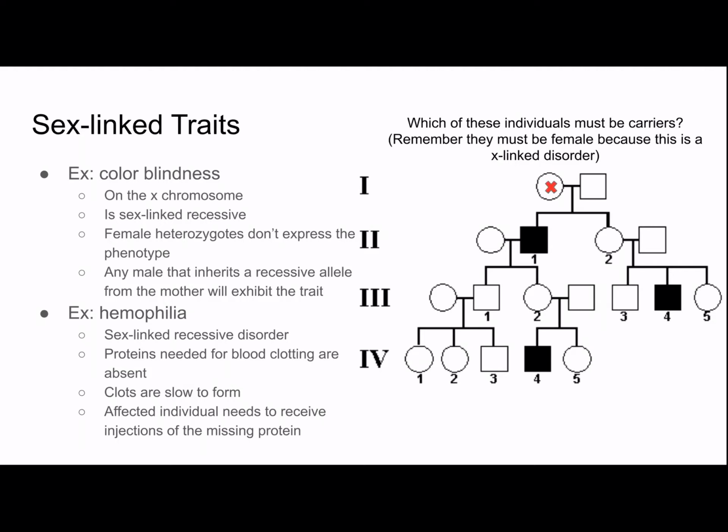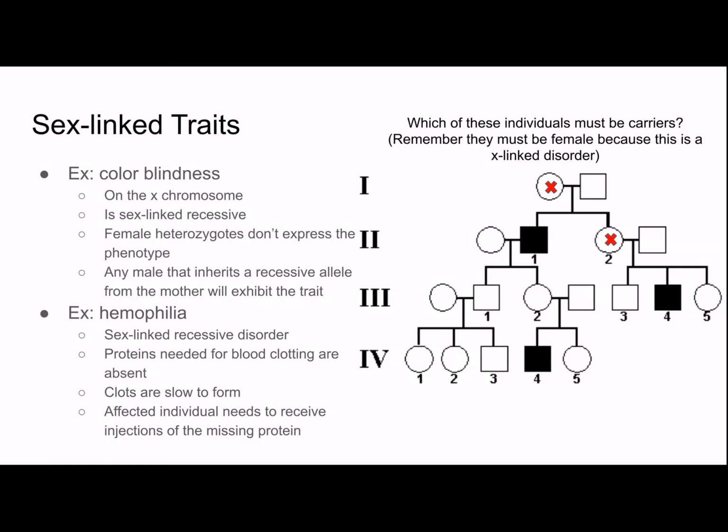So we know that this individual must be a carrier because she has a son that has the disorder, but her husband doesn't. But the fact that her husband doesn't really doesn't matter, because the son inherited the X chromosome from the mother. We also know this individual must be affected because, again, she has a son who's affected.